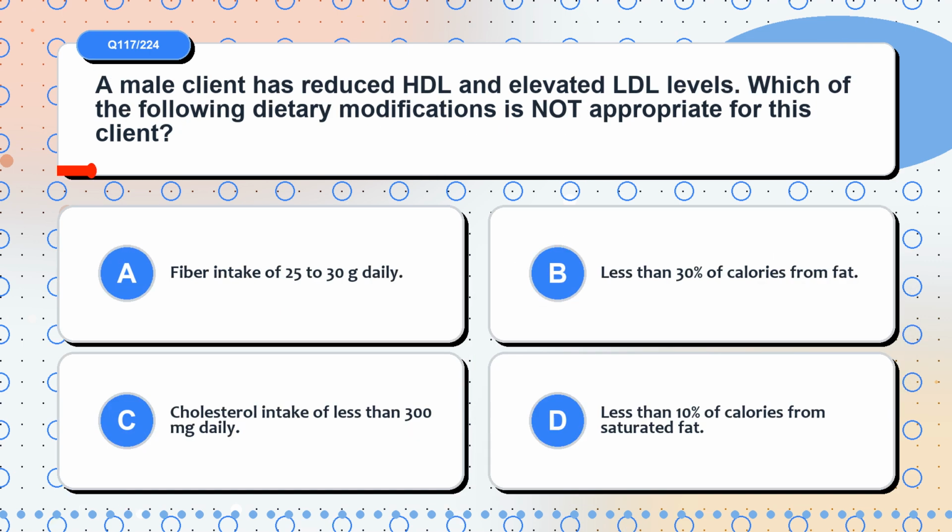Question 117. A male client has reduced HDL and elevated LDL levels. Which of the following dietary modifications is not appropriate for this client? Here are the options. Option A. Fiber intake of 25 to 30 g daily. Option B. Less than 30% of calories from fat. Option C. Cholesterol intake of less than 300 mg daily. Option D. Less than 10% of calories from saturated fat.